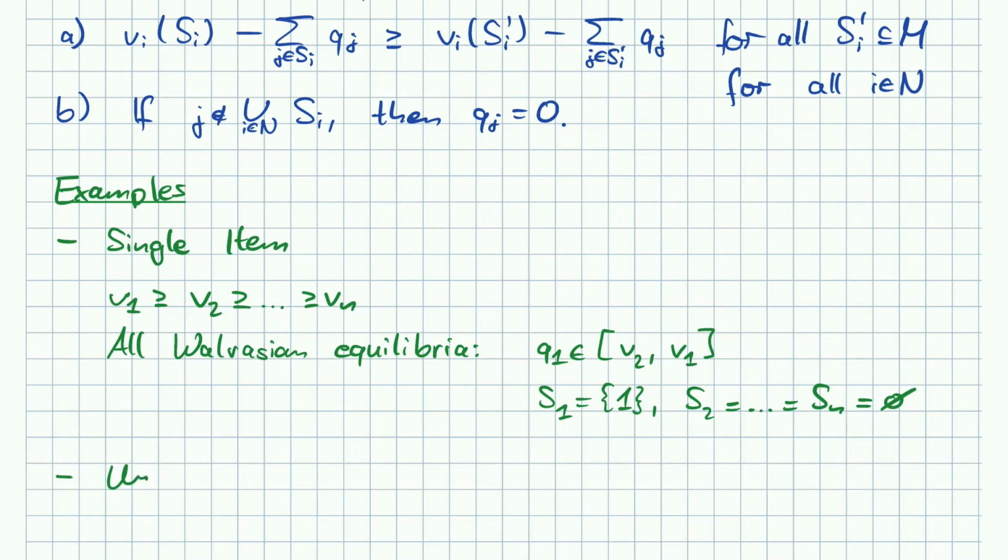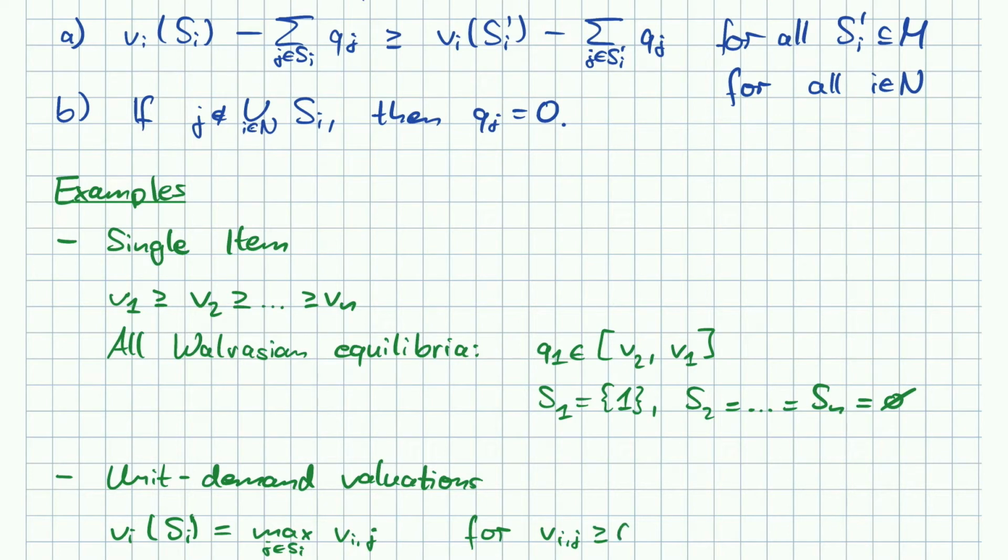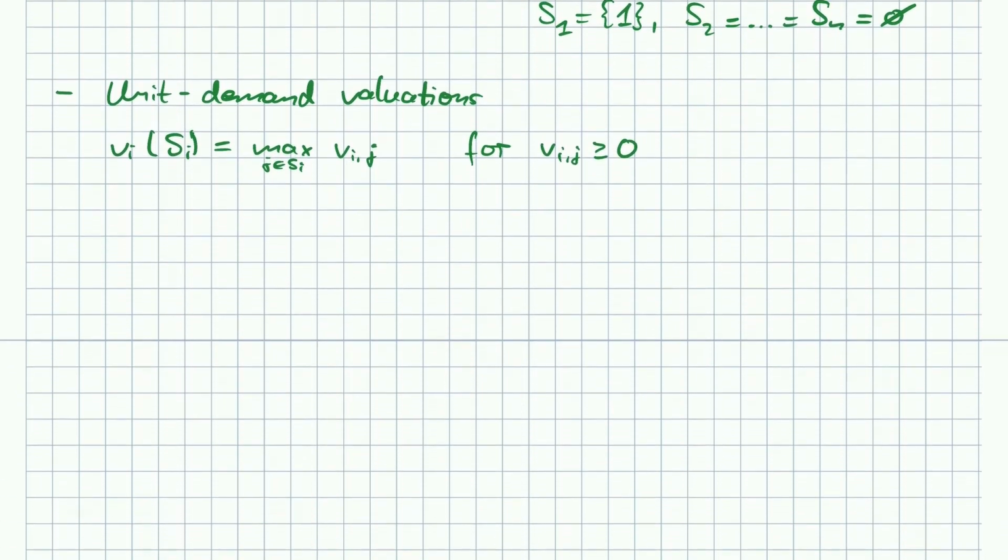So we might also consider unit demand valuations. We've come across them a number of times now. Vi of Si would be the maximum over all j in Si of Vij, for Vij being non-negative. What does this mean? This means I only want at most one item, or more items don't make me happier.